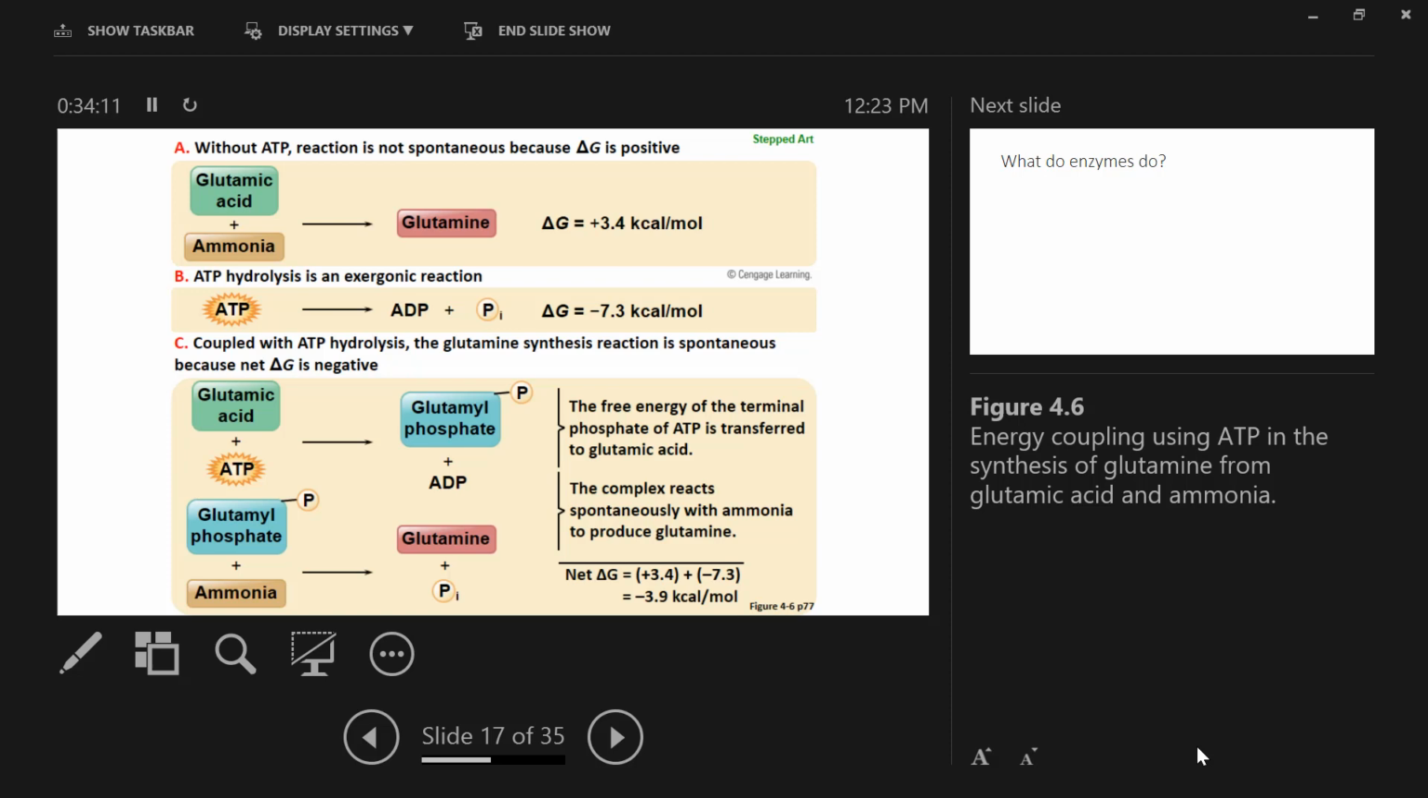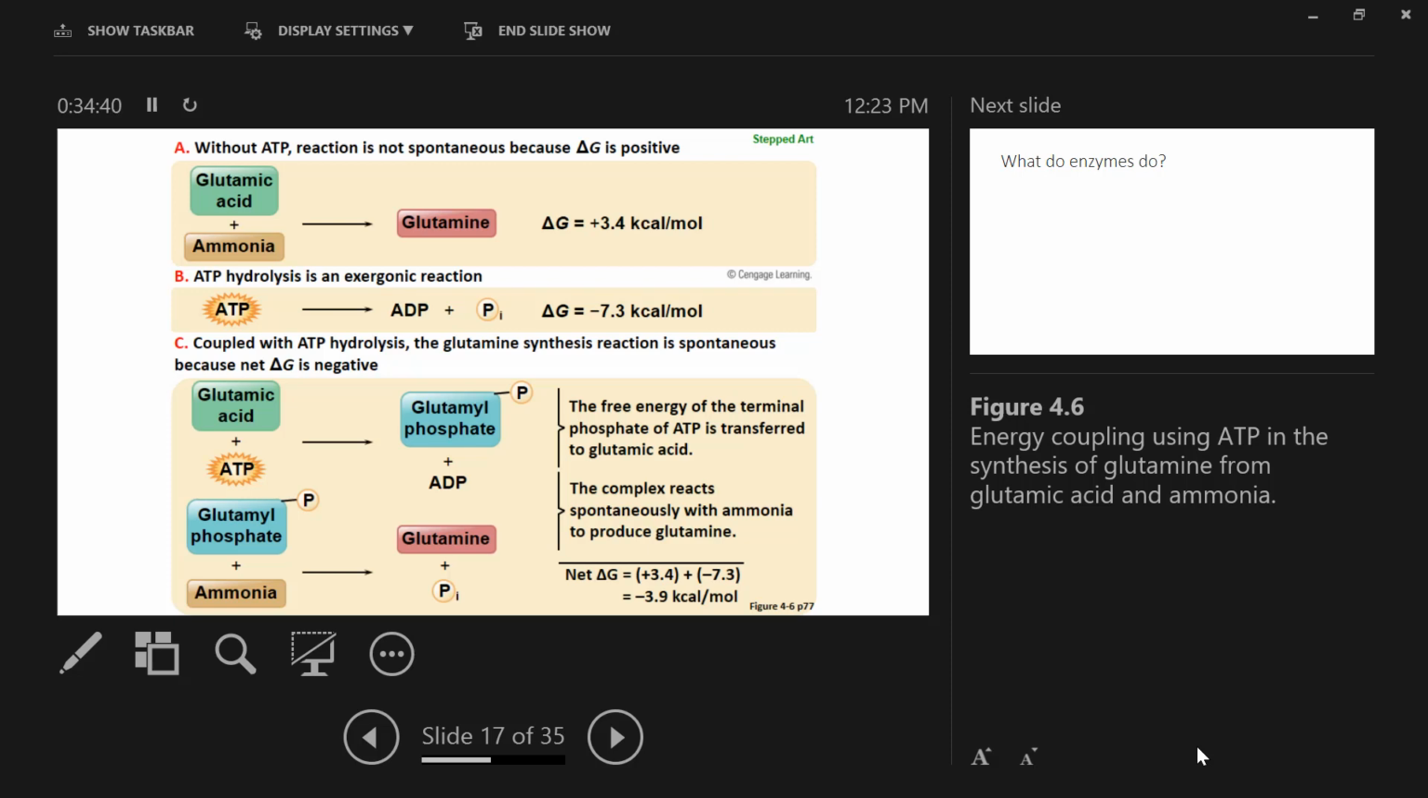Notice the same enzyme that facilitates this reaction is also going to hydrolyze ATP. So as it hydrolyzes ATP, it can couple that with this reaction here to change glutamic acid into glutamyl phosphate, and then to change that ultimately with ammonia into glutamine and re-release this inorganic phosphate.